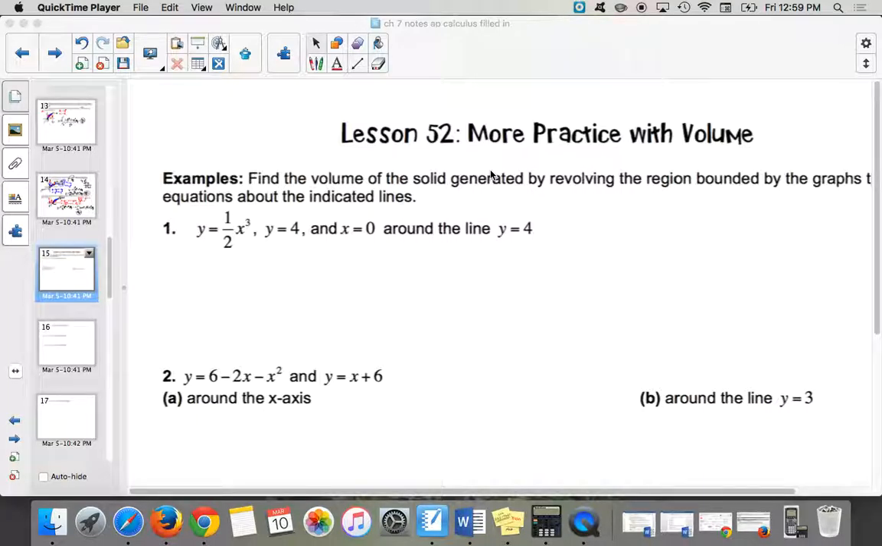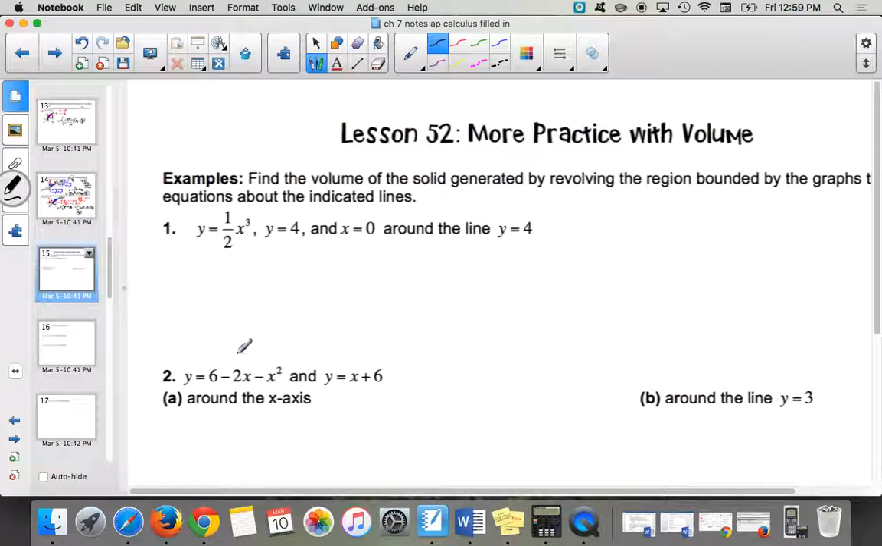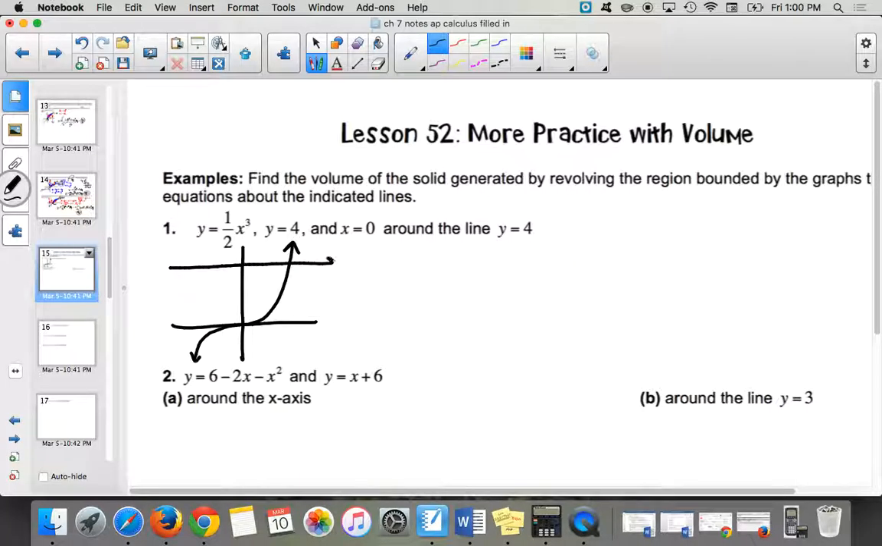So this first one says we have y equals 1/2 x cubed, and we have y equals 4 and x equals 0, and we're rotating around the line y equals 4. So if we have y equals 1/2 x cubed, that's like the x cubed graph, just kind of vertically compressed. We have y equals 4, and we have x equals 0.